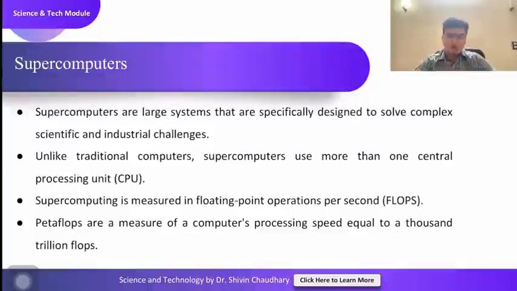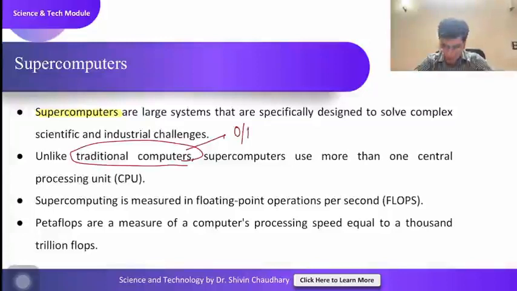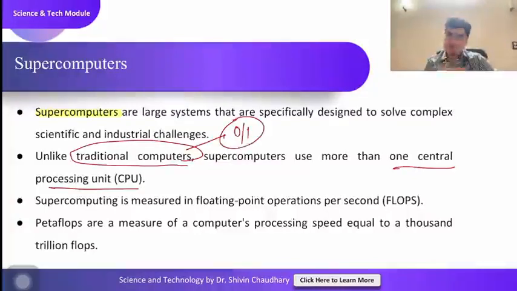Okay. Now let's see what supercomputers are. Supercomputer is basically a large system that is made to solve complex problems, but what is it doing, right? It works on the same principle as a traditional computer of 0 and 1. The only thing is, it has more than one CPU. So it has many CPUs. So it is like a very fast traditional computer. Okay. The principle is the same, 0 and 1. It just has many CPUs or many things like that, right? So that is a supercomputer.